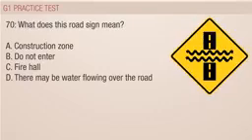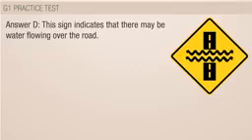Question 70. What does this road sign mean? A. Construction zone. B. Do not enter. C. Fire hall. D. There may be water flowing over the road. Answer D. The sign indicates that there may be water flowing over the road.